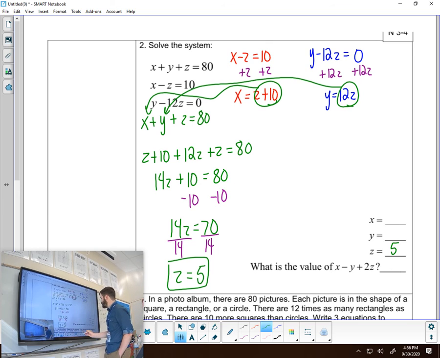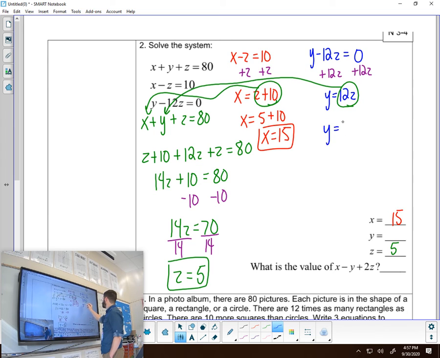So if z equals 5, I can find what x is. Because x equals z plus 10. And if z is 5, it's going to be 5 plus 10, which is, of course, going to be 15. So x equals 15. Then, also, if I know what z is, I can plug that in here. I can take that z and plug it in again over here, and I can go y equals 12 times 5. And, of course, 12 times 5 is 60. So y is going to equal 60.